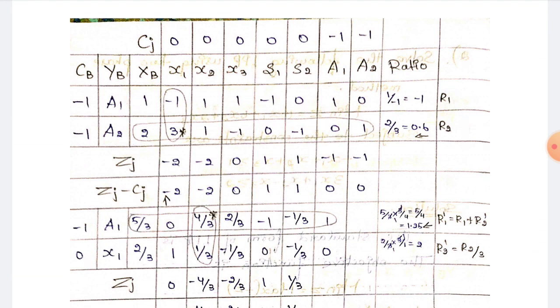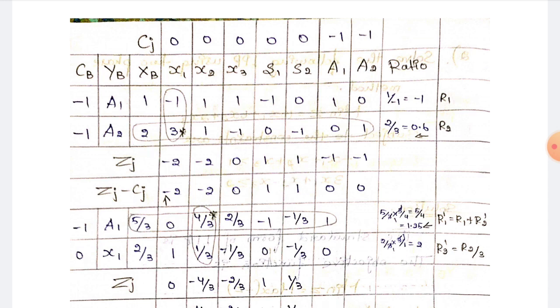You have to write the coefficients, minus 1, minus 1. In CJ also you have to write the coefficients: 0, 0, 0, 0, 0, and only A1 and A2 have minus 1, minus 1. Next you use the constraints to fill the initial table. The constraint right hand side values are 1 and 2. The first constraint coefficients are minus 1, 1, 1, minus 1, 0, 1, 0. The second constraint coefficients are 3, 1, minus 1, 0, minus 1, 0, 1.